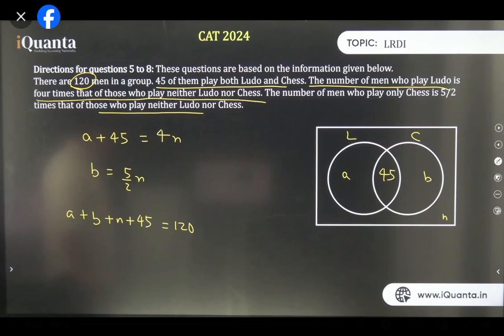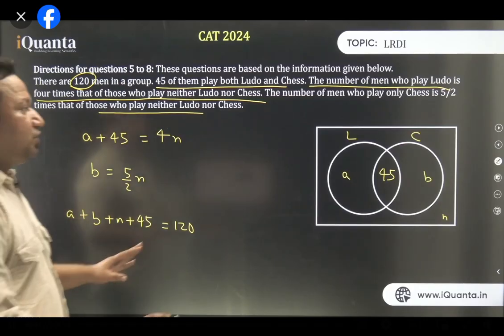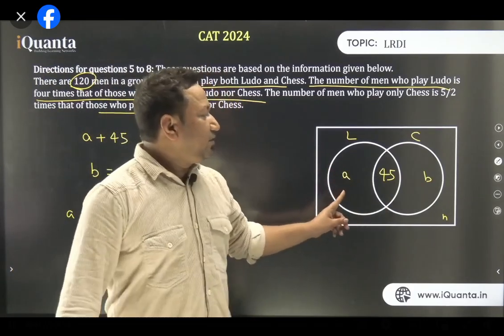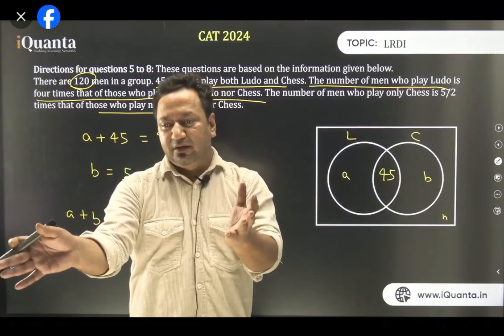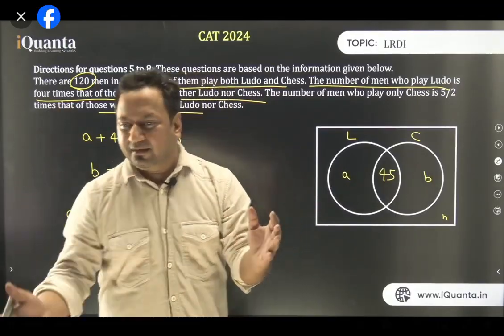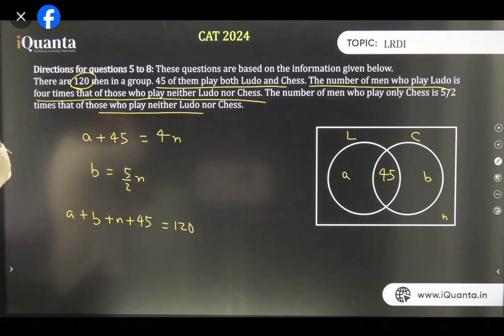Kashish, मैंने पहले कहा था, B are those who are playing only chess. Okay. Whatever common. मैं फिर से बोलूं एक बार. Those who are playing only Ludo is A. Those who are playing only chess is B. Those who are playing Ludo will be A plus 45. Ludo play करना और सिर्फ Ludo play करने में अंतर है. Lisa, yes, that is what we are going to do over here.